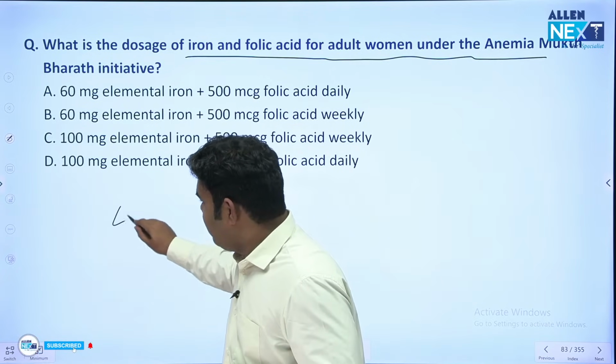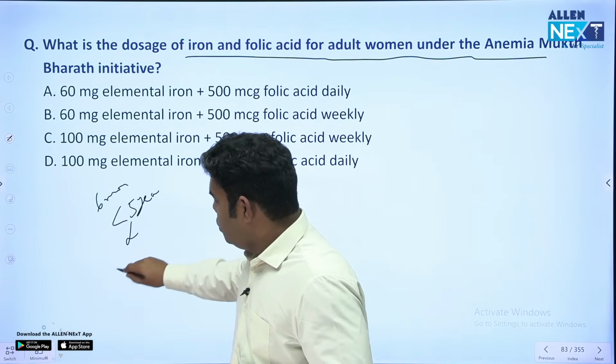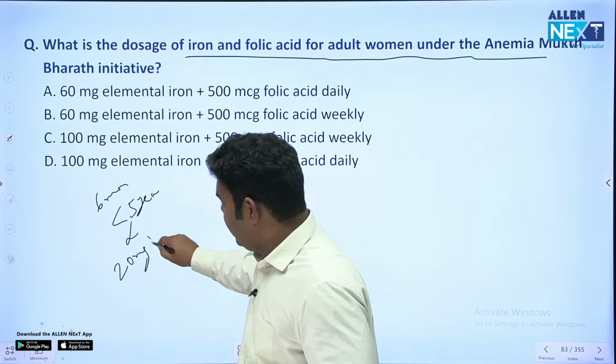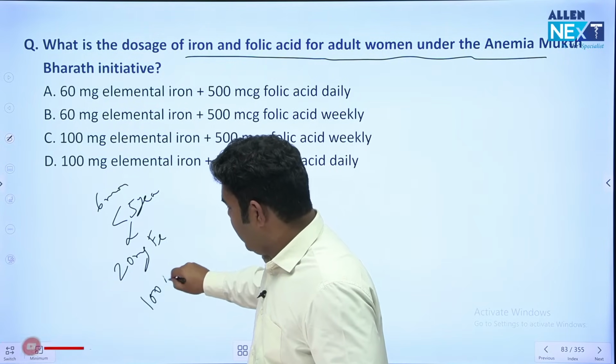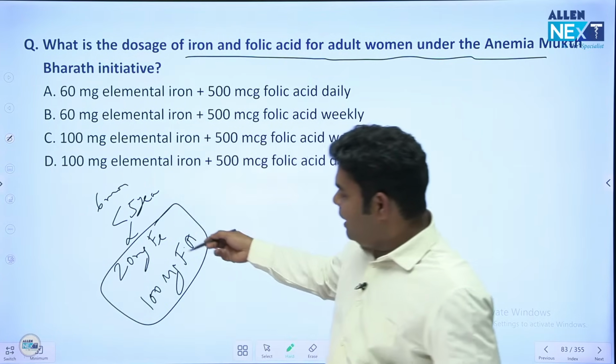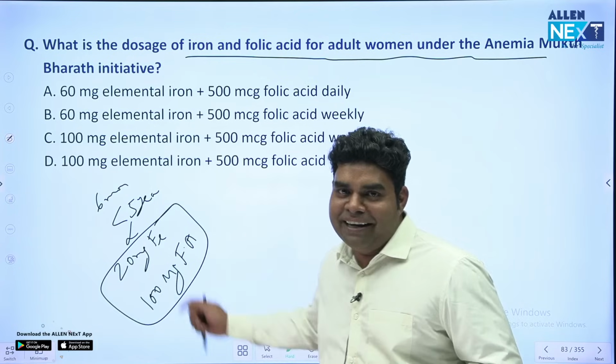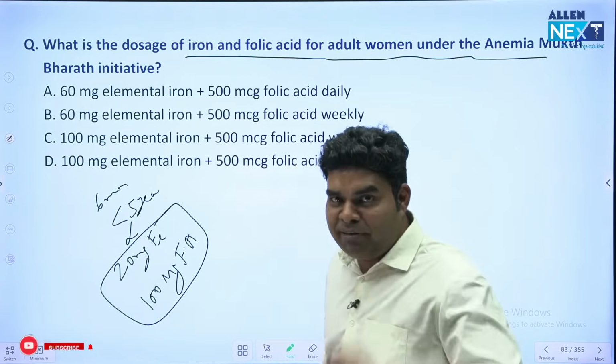If it is children less than 5 years, 6 months to 5 years, the dose is 20 milligram iron and 100 microgram folic acid. This is the dose. 20 iron, 100 folic acid. Very simple. 20 multiplied by 5 is 100. So 20 and 100 for less than 5 years.